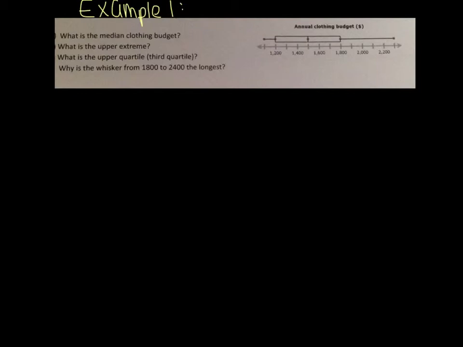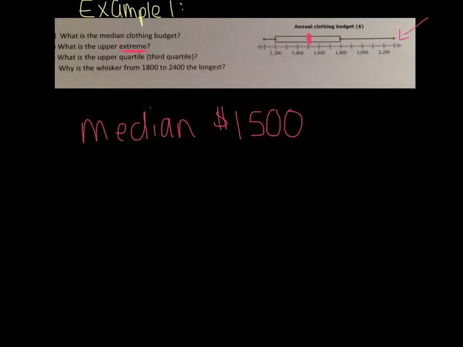Alright, let's take a look at our first example. This box plot shows the annual clothing budget. It asks, what is the median clothing budget? Well, I know now that the median is that middle line on my box plot that splits my data in half. So my median is $1,500. Okay. My upper extreme, again, notice it's the upper extreme and not the upper quartile. So it's the one that's extremely far out there. That's my upper extreme. Looks like that's about $2,300.